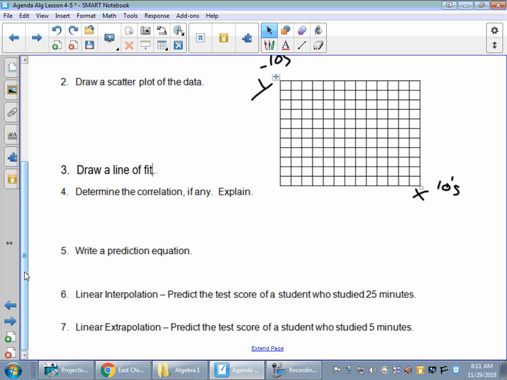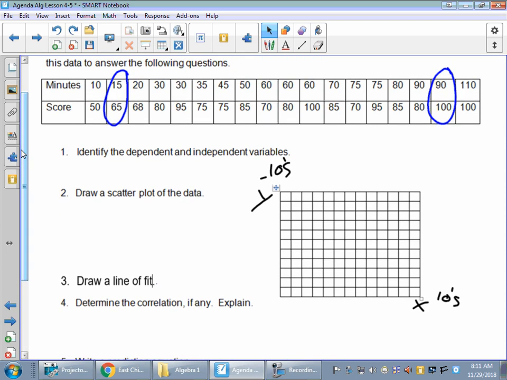From there, let's take a look at interpolating and extrapolating. We're going to predict the score of a student who studied 25 minutes, where 25 will be in your range of data. So you can make a prediction based on your equation, what would happen in 25 minutes. And then extrapolation, we're going to predict the score of a student who studied 5 minutes. Remember, that is not in your set of data. The lowest minutes is 10. 5 is not in there. So we're going to make a prediction on what would happen if you only studied for 5 minutes.